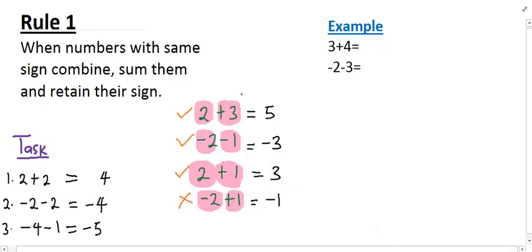Okay, let's continue. So from here, let's do examples. 3 plus 4, because they are the same signs, just add them up. 7. Minus 2 minus 3, same sign, add them up but keep the sign. So minus 5. So don't make the mistake of writing this as 5. No, that's going to be wrong. Okay, let's continue to the next one.